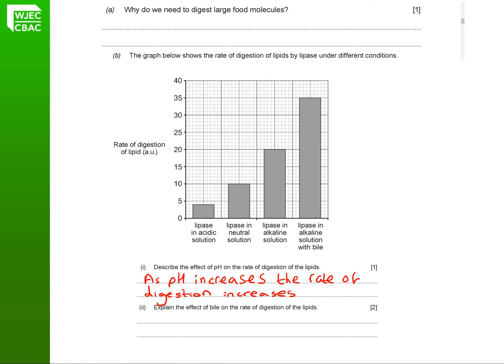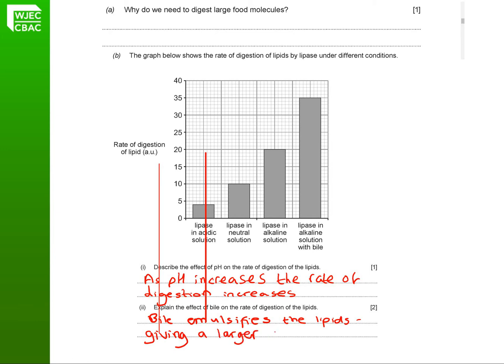And then finally, explain the effect of bile on the rate of digestion of lipids. So this is similar to the previous question. So the bile emulsifies the lipids, giving a larger surface area for lipase to work on.